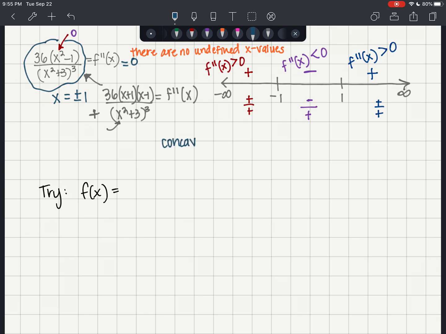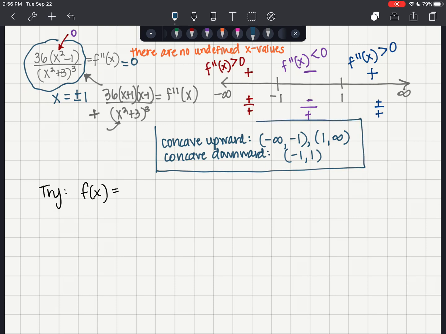So when that second derivative is greater than 0, I have a graph that is concave upward. So we're concave upward from negative infinity to negative 1, and again from 1 to infinity. And we're concave downward from negative 1 to 1. These are open intervals, so they're all parentheses, and that's our answer.